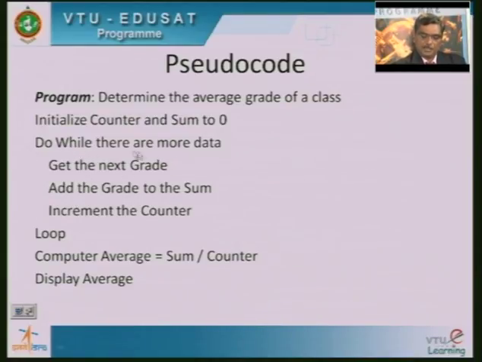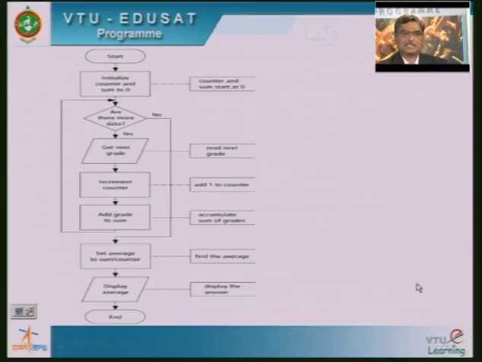After that, if there is no data, it will automatically come out of the loop and calculate the average. Average is equal to sum divided by counter. Counter gives the number of students, sum gives the sum of all the grades, and finally you are going to display the average. If you observe this statement, these are English like sentences, which help you to understand how to write instructions. So same thing, let us write it using a flowchart.